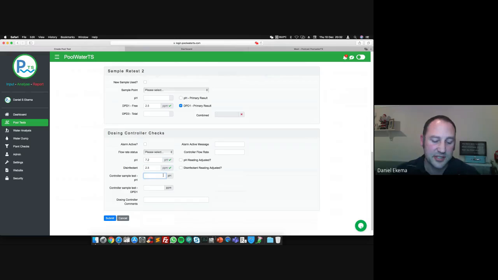And maybe it's a certain time of the day that they do a check of the calibration, or they suspect that maybe it's not quite right. There's maybe too big a gap between their main sample and the dosing controller. I think that there's something going on. They can then do a test of the dosing controller water, and verify that calibration is actually correct. So they can then calibrate the system, and they can tick if they've recalibrated that particular setting.